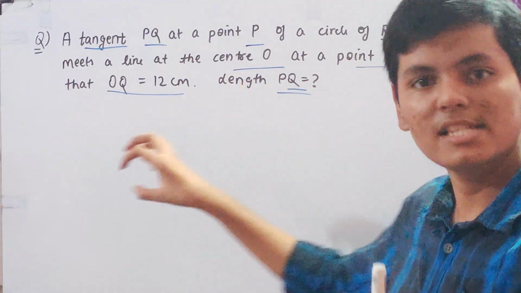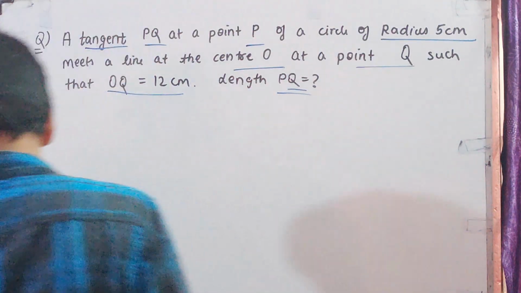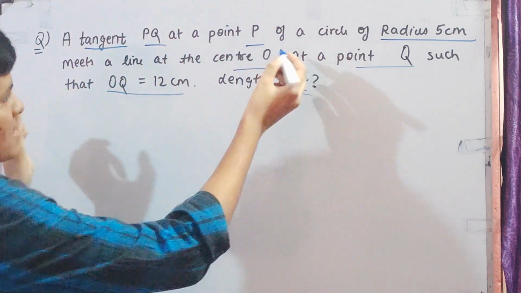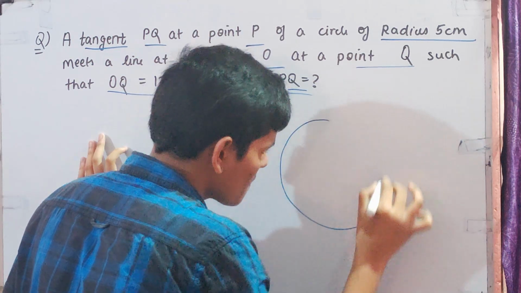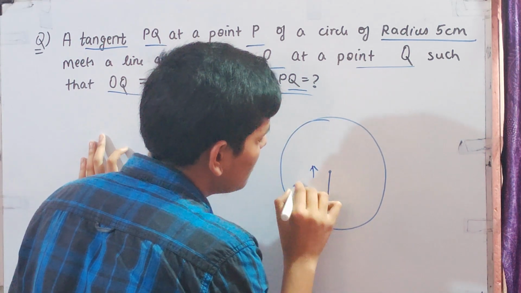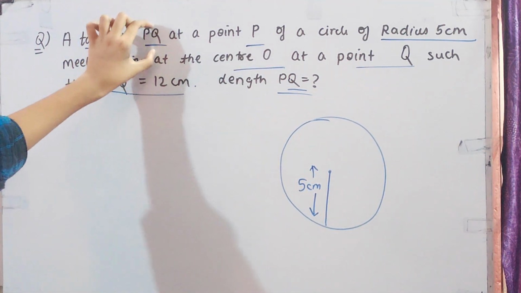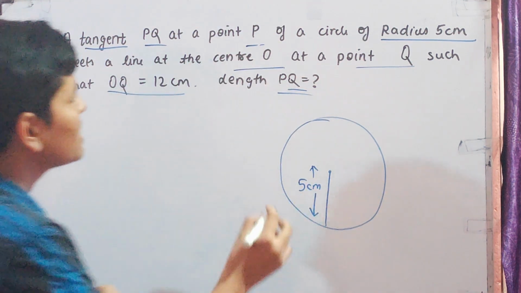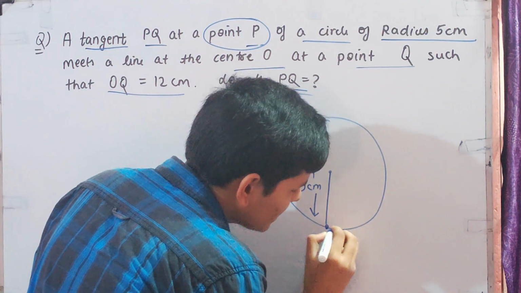If you read the question as such, it is very confusing. But first, what you have to do is draw the diagram according to the question. They have given a tangent PQ at a point P of the circle of radius 5 cm. So there is a circle with radius 5 cm. Let us take this as the radius, that is 5 cm. A tangent PQ at a point P of the circle. So they have said that the point P is on the circle. It means that there is a tangent like this.